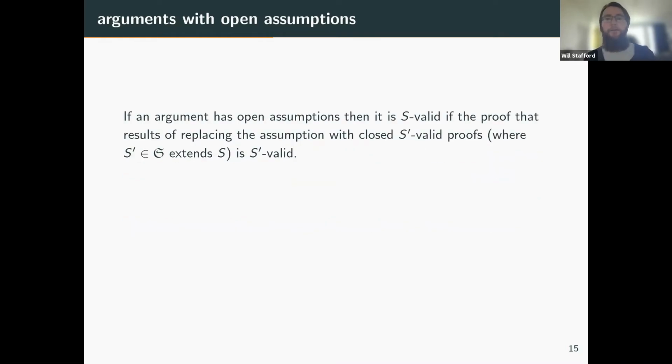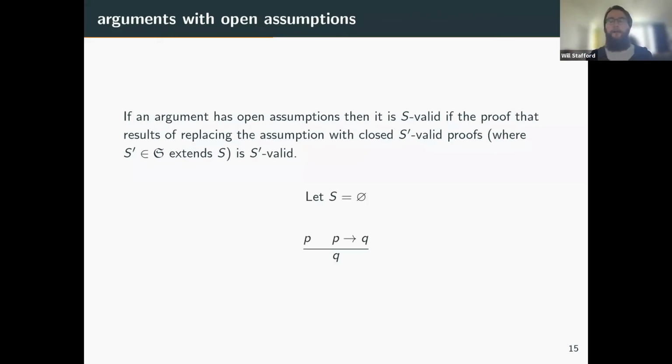And this will give us the condition that if an argument has open assumptions, then it's going to be S valid if the proof that results from replacing the assumptions with closed S prime valid proofs, where S prime is in our proof-theoretic system and extends our initial atomic rule set, then the resulting proof is S prime valid.